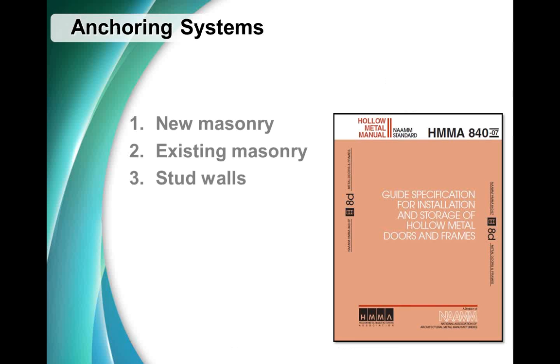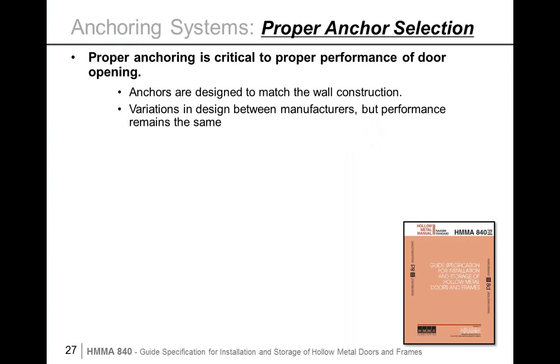Now, moving from the high-level installation concepts, we're going to look at some anchoring systems. And these are all covered in 840. The key idea with the anchoring is that the proper anchoring must be used for the wall. The anchors are designed specifically for the wall construction, whether it is masonry or stud wall. Variations in the details and the designs that we're going to go through in this presentation will exist depending on the manufacturer. But performance of the anchor and the frame in the wall is critical based on the proper anchor selection.